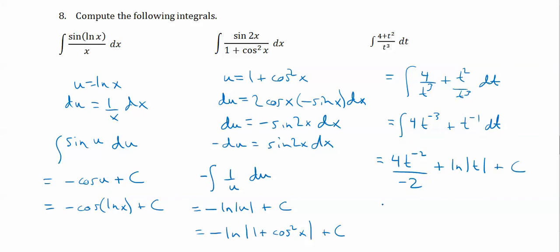So that's the answer, and maybe we can just simplify this first term a little bit. 4 over negative 2 is equal to negative 2. Maybe I'll move that power of t back to the denominator. So negative 2 over t squared plus natural log of absolute value of t plus my arbitrary constant c.